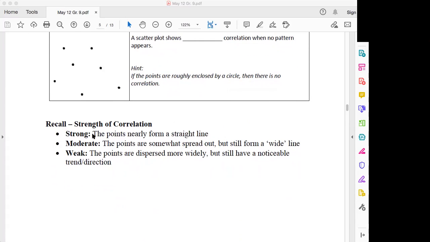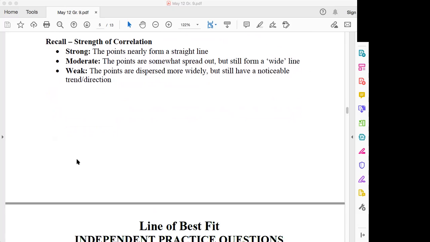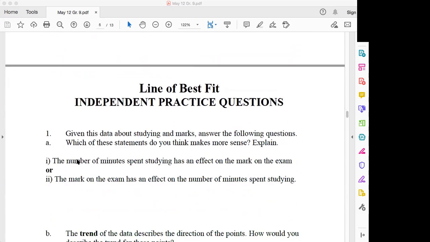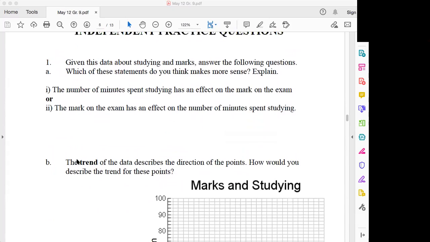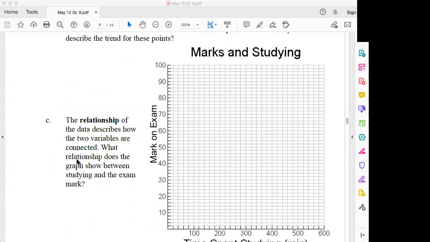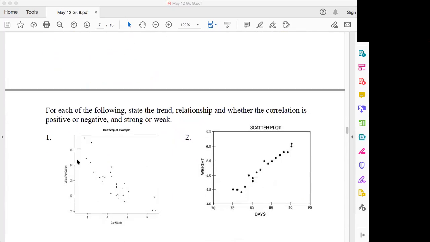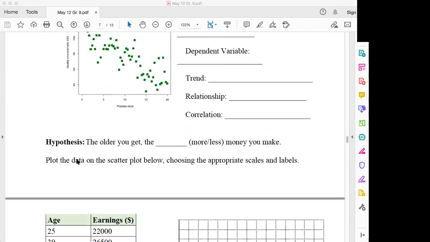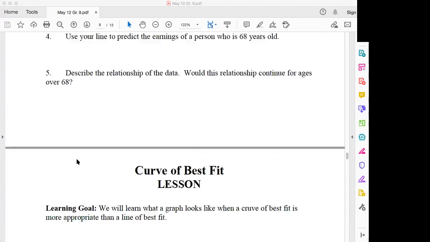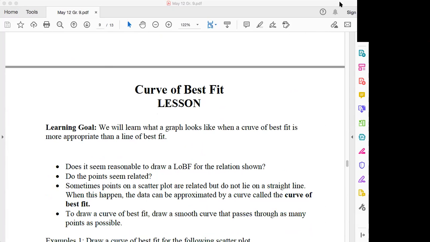Okay, and recall again. Strong, the points nearly form a straight line. Moderate, the points are somewhat spread out but you can still see a wide line. And weak, the points are dispersed more widely but there is still a noticeable trend. So you've got practice questions here as well. Okay, you've got quite a few practice questions, and I'm going to stop this so I can do the curve of best fit.